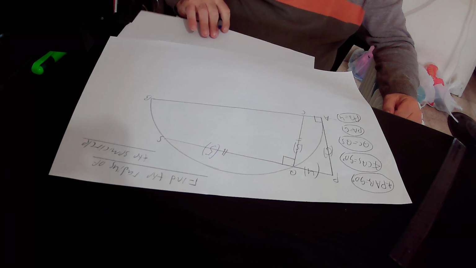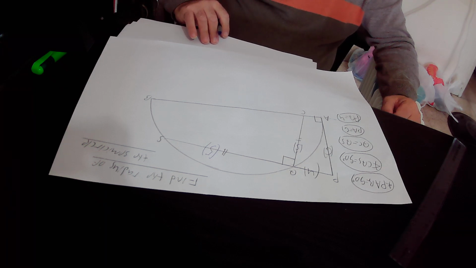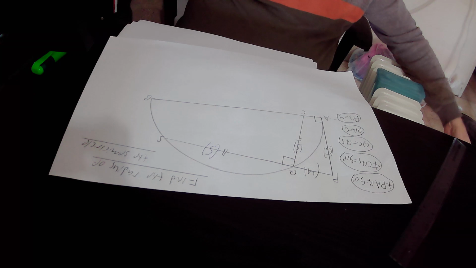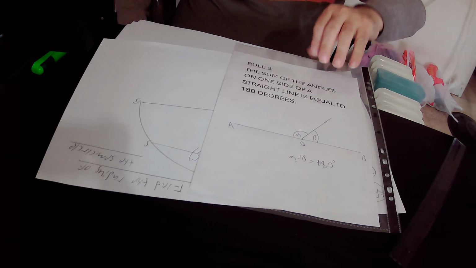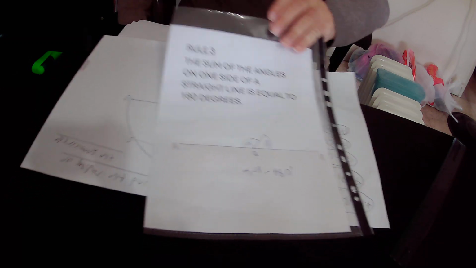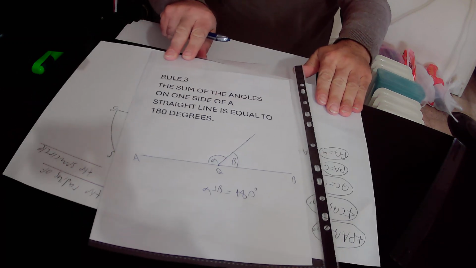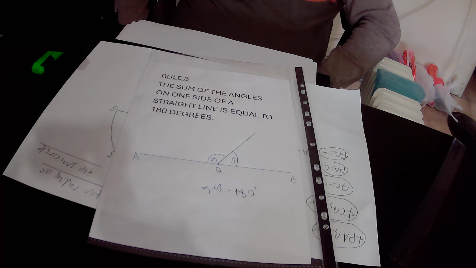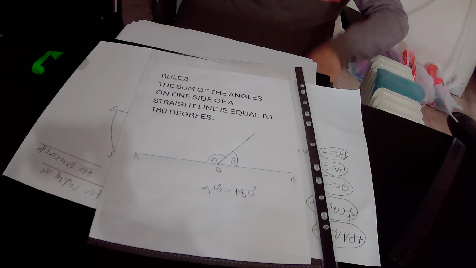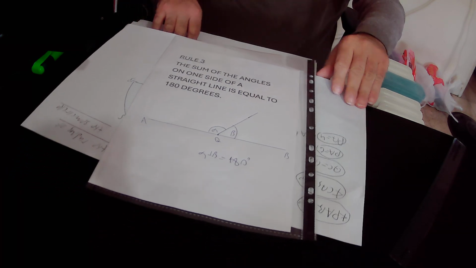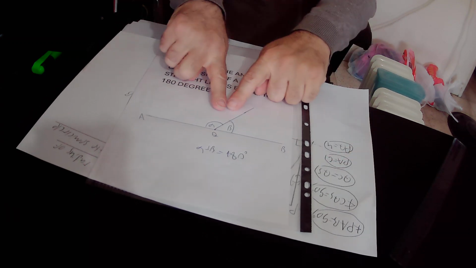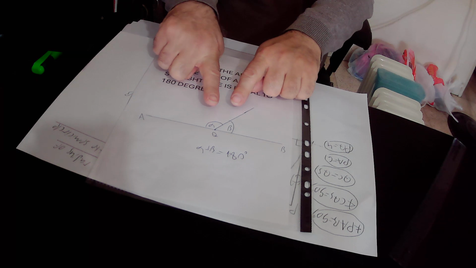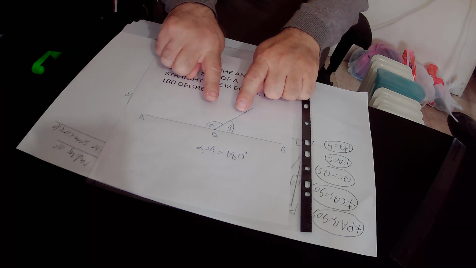In the next step, I present to you a new rule, rule number 3, and we will implement rule number 3 in our drawing. According to rule number 3, the sum of the angles on one side of a straight line is equal to 180 degrees. So here we have the straight line AB. If we focus on the upper side of the straight line AB at point Q, here the sum of the angles must be equal to 180 degrees according to rule number 3.